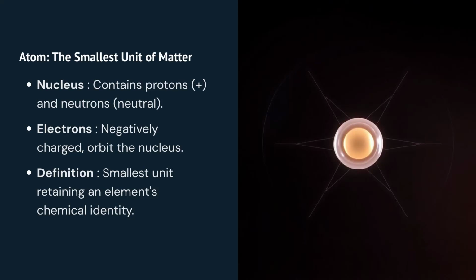Our journey begins with the atom, the smallest unit of matter that still retains the chemical identity of an element. Imagine tiny, invisible building blocks. Each atom consists of a dense central nucleus containing positively charged protons and neutral neutrons. Surrounding this nucleus is a cloud of negatively charged electrons constantly in motion.